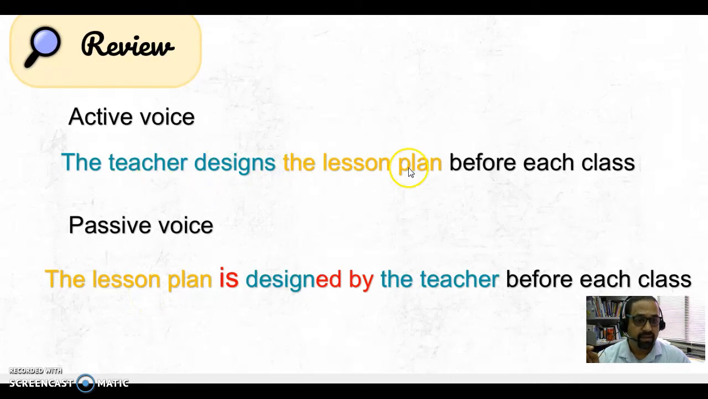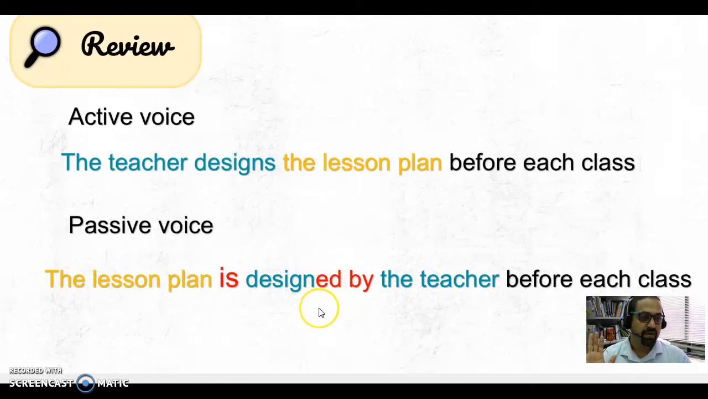Now, the sentence is in simple present. For the passive voice, we always use this formula. We use the verb to be before the verb. The verb to be is "is". Why "is"? Because we're talking about one lesson plan. Now, what happens with the verb? The verb changes from here. You put "is", and the verb you put in past participle. In this case, it's a regular verb, so you put "designed".